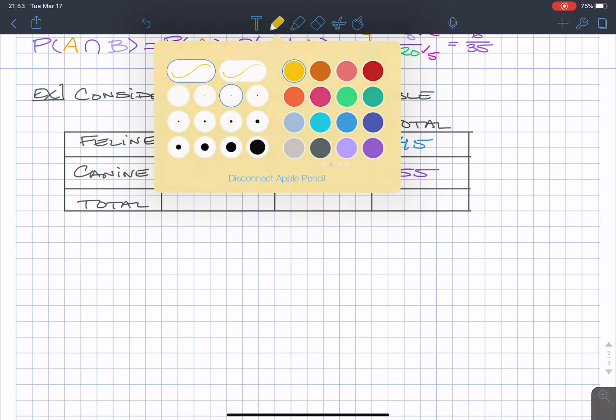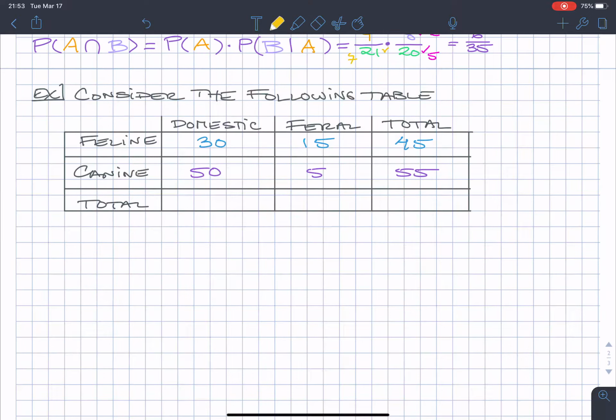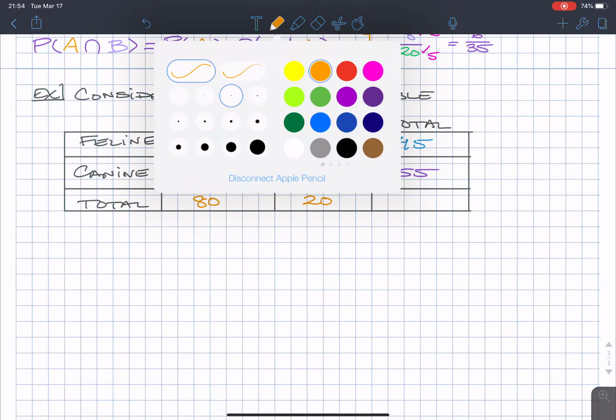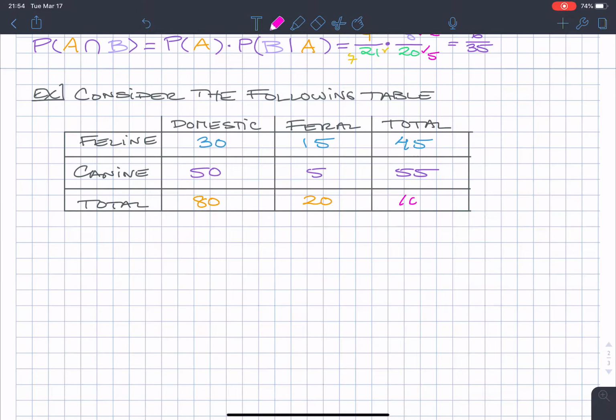So now let's sum up the first column. Do that in orange. Do you agree that I have 80 domestic animals and 20 feral animals, for a total of 100 animals? And do you agree that that 100 is both 45 plus 55 above here, but it's also 80 plus 20? So this table works out. Okay, so this table is given.